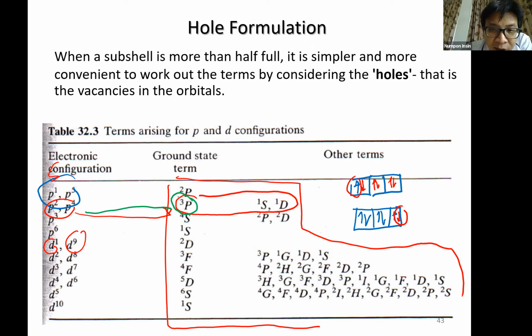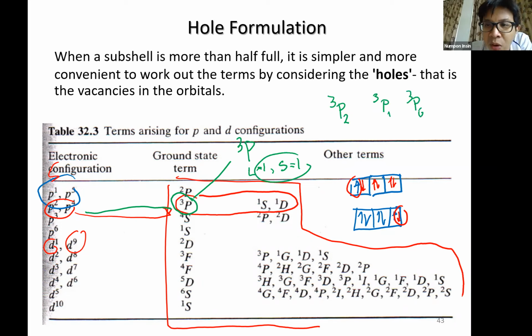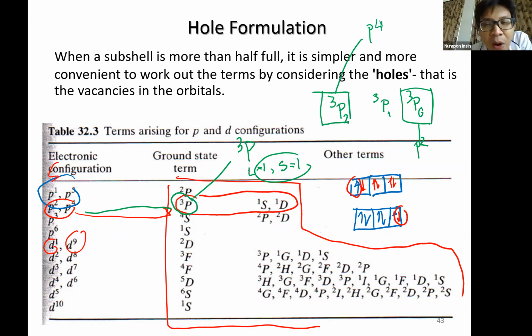But if you consider J, for P2, triplet P, you have the value of L equal to 1, S equal to 1. So you have L plus S until the absolute value of L minus S, which is 0. So you have 3 choices. So for P2, the ground state is going to be this one, for the P2 configuration. But for P4, you have to pick this one because it is more than half filled.